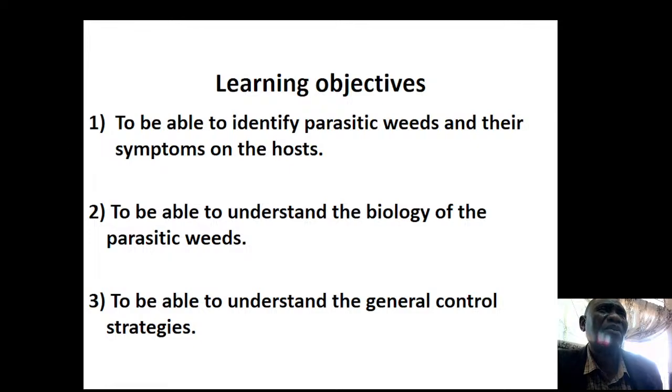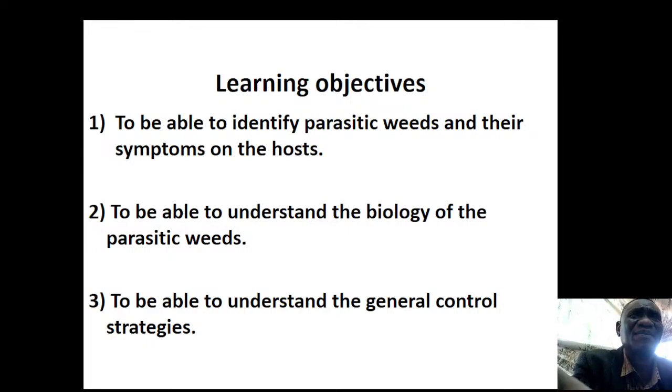So the learning objectives are basically three. The first one is that we want you to be able to identify parasitic weeds and their symptoms on the host. The second objective is to be able to understand the biology of the parasitic weeds. And the last one is to be able to understand the general control strategies.